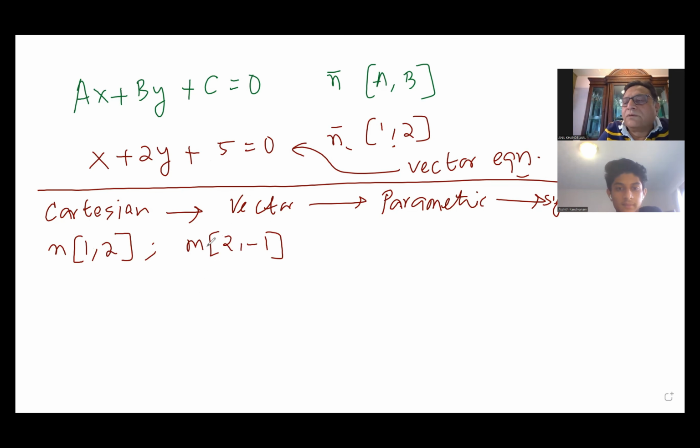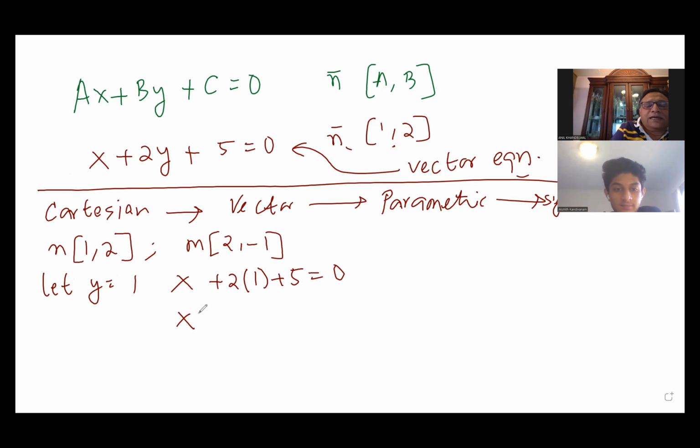Now the thing is, you have to find a point, right? You can put some value for y and calculate x. Correct? So let's say y equals something. Let's say 1. Then x will be what? x will be equal to, let's say, minus 7. So we'll substitute this in this equation and solve for x. So x will be equal to minus 7. Is it okay? So we have a point which is minus 7, 1. And therefore, the vector equation will be r.